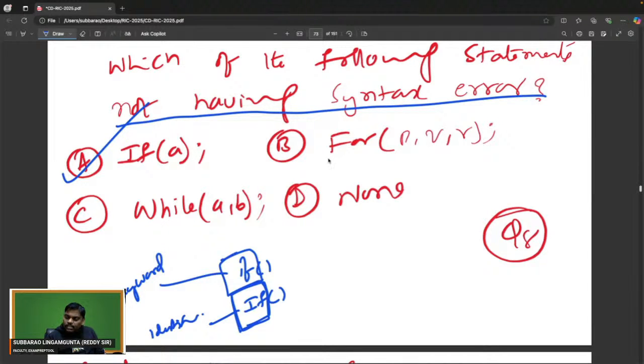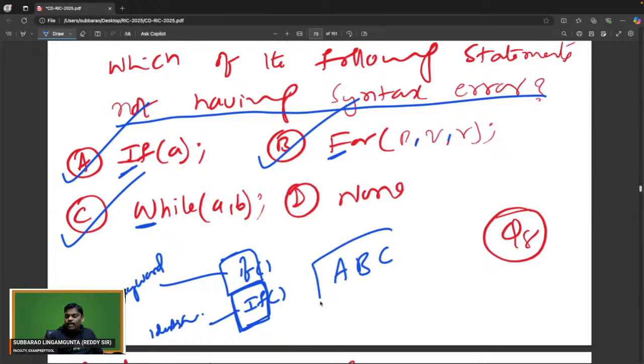And one more, if you understand here once again, F is a capital letter. Again, it is also a function, P comma Q comma R. It is also correct. Here also W is a capital letter. Here While is a function. While a comma, A comma B semicolon. This is also correct. Answer is A, B, C correct. A, B, C don't have syntax error.